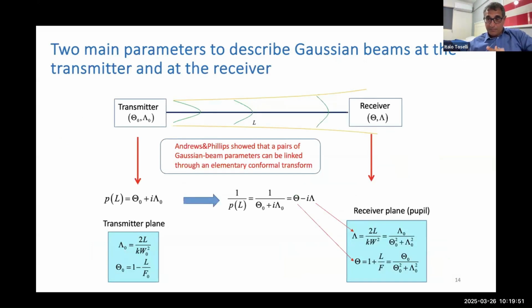But why I would like to introduce theta 0 and lambda 0 is because it was done by Andrews and Phillips. By the way, my course is based mostly on Andrews and Phillips' book, and another publication that I made. So you can see a couple of parameters, theta 0 and lambda 0, at the transmitter, and a couple of parameters, theta and lambda, at the receiver, which are related to theta 0 and lambda 0 by a conformal transform. When you know theta 0 and lambda 0 at the transmitter, or lambda and theta at the receiver, you know how to characterize the Gaussian beam at the transmitter or the receiver. So it becomes quite powerful.